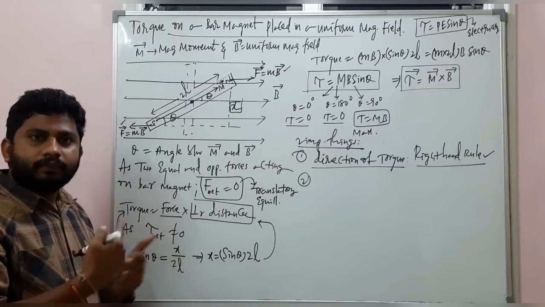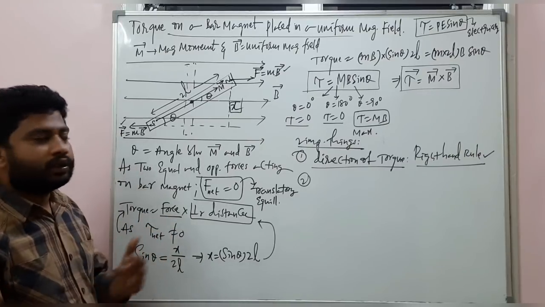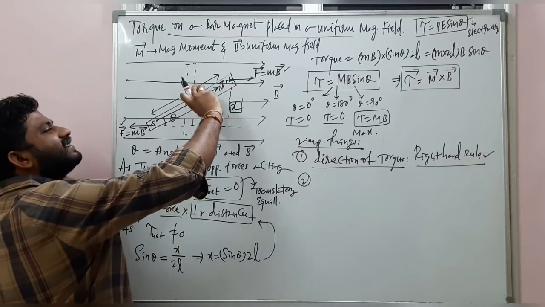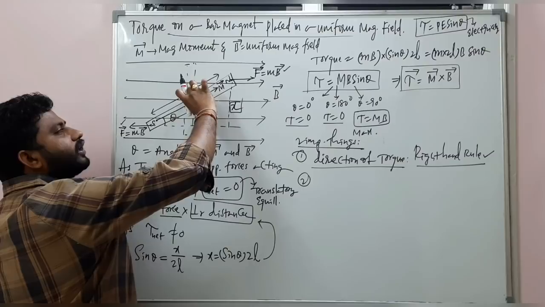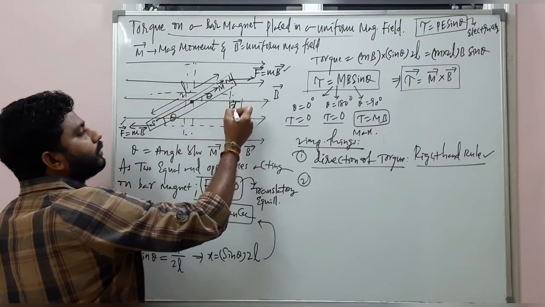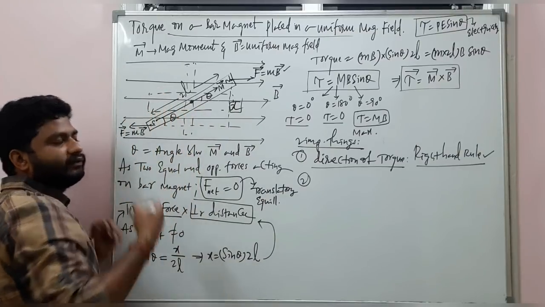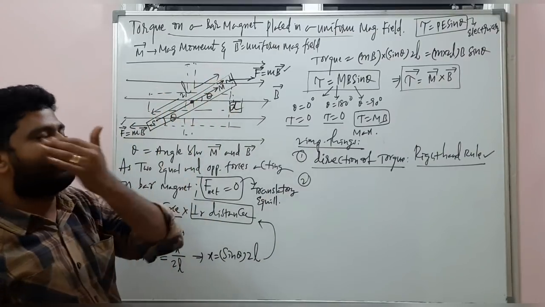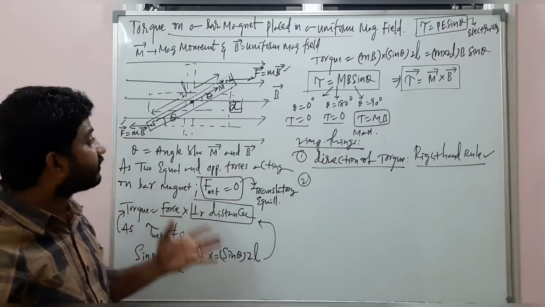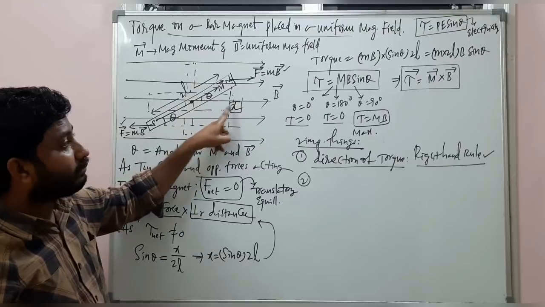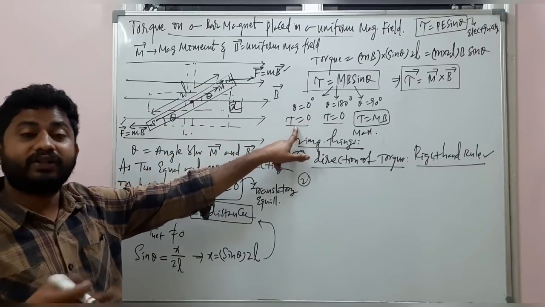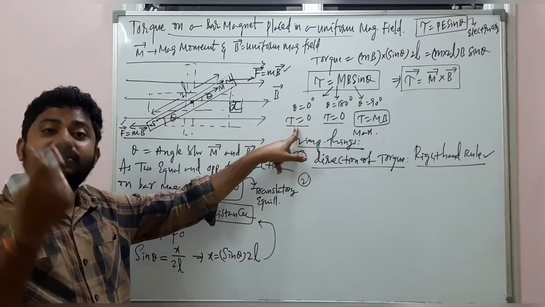Till what time, till what angle will the rotational effect be produced? Let's see. When you keep the magnet in this way, it will rotate in this way, this way, and this way, until it becomes parallel to the magnetic field. After that, the angle between m bar and b bar will become 0 degrees. Then the net torque will be 0, which means the rotational effect will be 0.